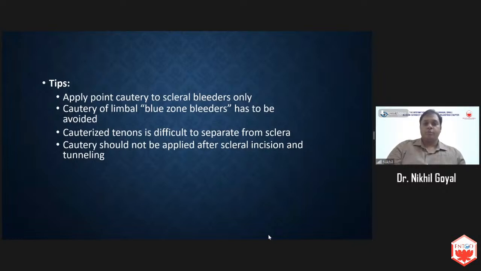So what we have to keep in mind is to apply point cautery exactly to scleral bleeders, and limbal bleeders have to be avoided. Also, the Tenon's which is still attached to the sclera and not separated can be cauterized with this. And cautery ideally should not be applied after the scleral incision and making the tunnel.